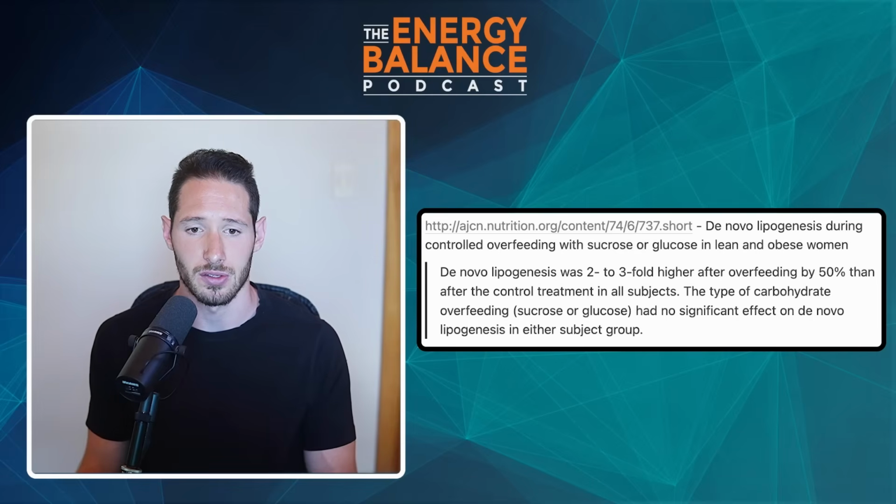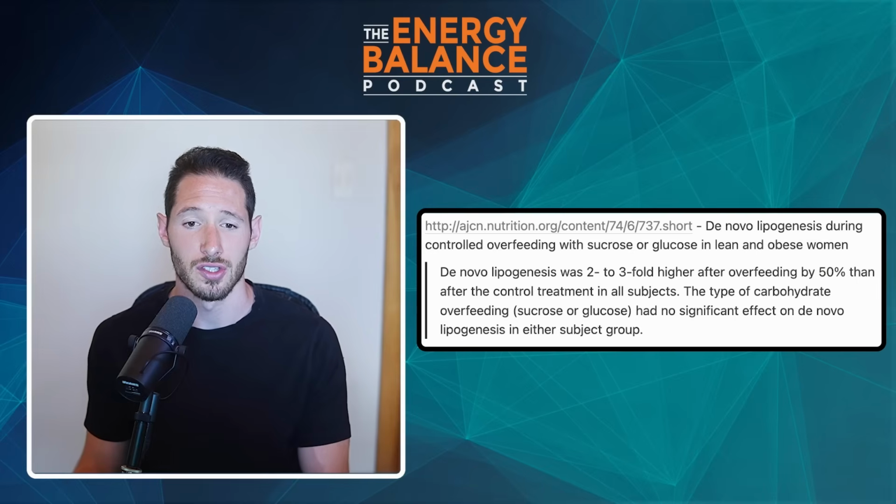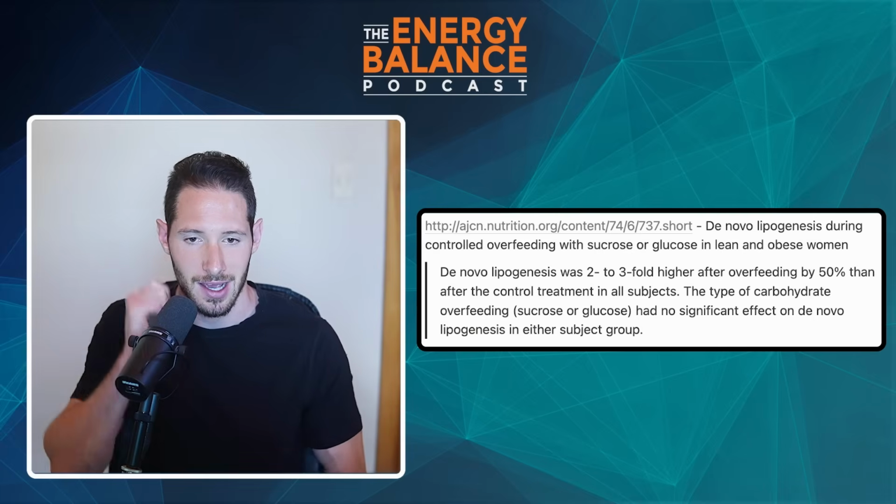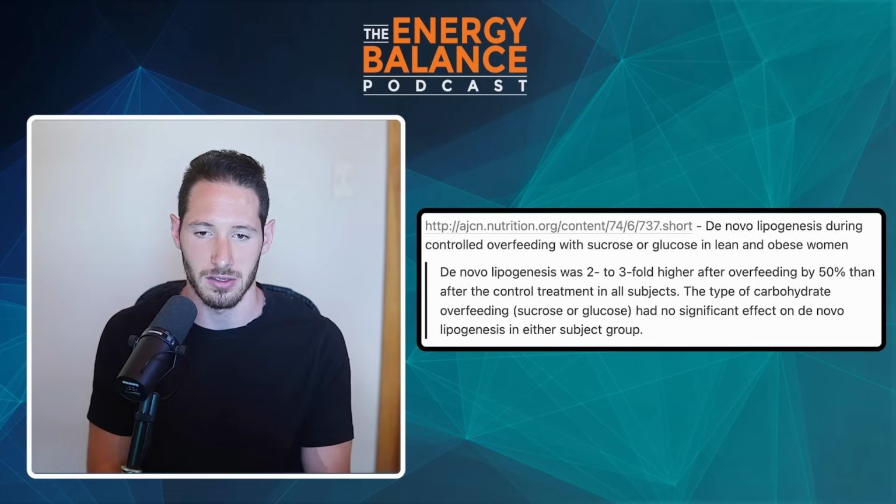Now, what they found was that de novo lipogenesis was 2 to 3-fold higher after overfeeding by 50% than after the control treatment in all subjects. The type of carbohydrate overfeeding, sucrose or glucose, had no significant effect on de novo lipogenesis in either group. So there was an increase in fat production at the liver by 2 to 3-fold, which sounds like a lot, but we're actually only talking about a few grams here, so I'll get to that in a second.